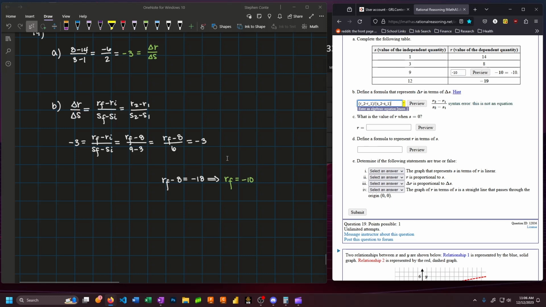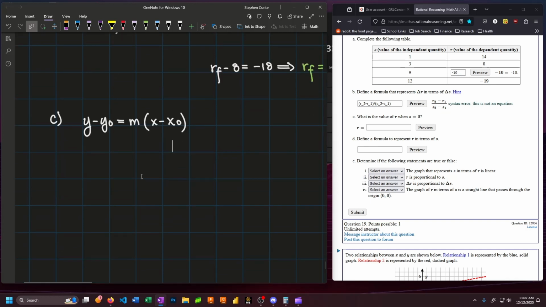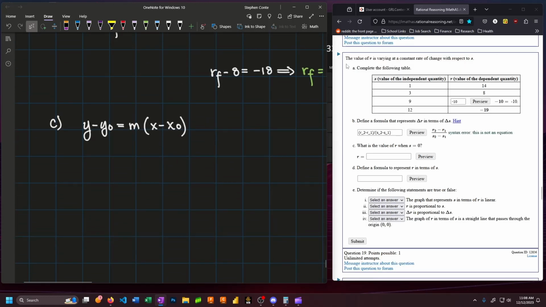Either way, we can easily answer C now. We want to know the value of R when S is equal to 0. So in this case actually we can use point slope formula. If we remember this formula, x minus x0, right? This is the equation of a line, point slope formula. And we know that this table has a constant rate of change. We know that this table represents the function of a line, right?